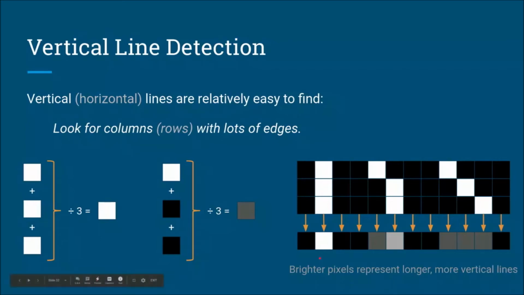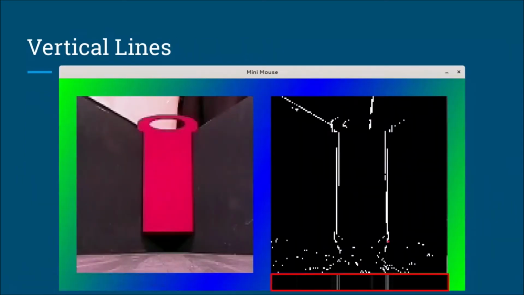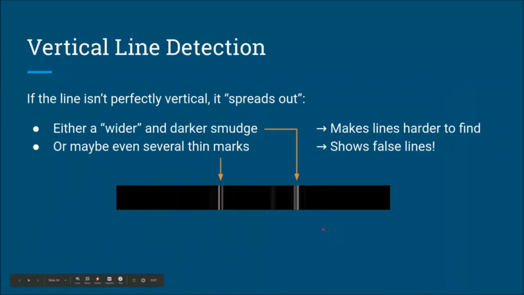And so we've made a vertical line detector, right? All of the bright pixels afterwards are vertical lines and everything else is not. So there's the result of running on a real image. It's this red rectangle down at the bottom. This is just the average value for every single column in the image above. That's what it looks like a bit bigger.